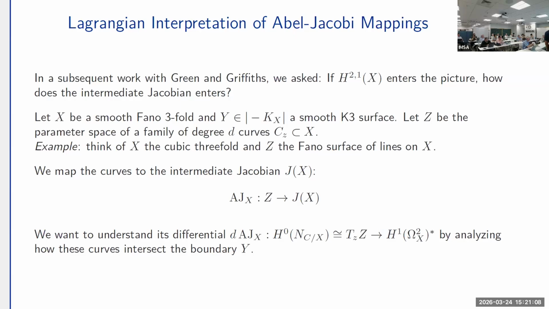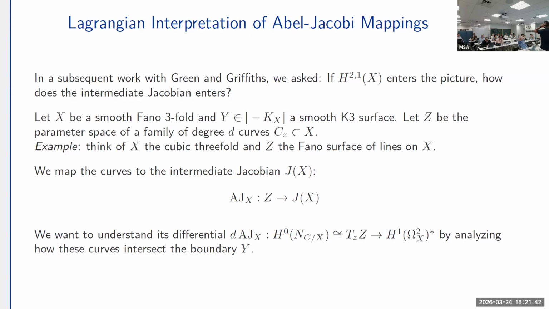So what is the tangent space of this set here? This is simply H0 of the normal bundle of the curve. So you have one curve of degree d inside X, and you want to compute the deformations of it inside X. This is going to be the tangent space of this set. And then the interesting thing is that we have H^{2,1} that was appearing before in this differential of this map.